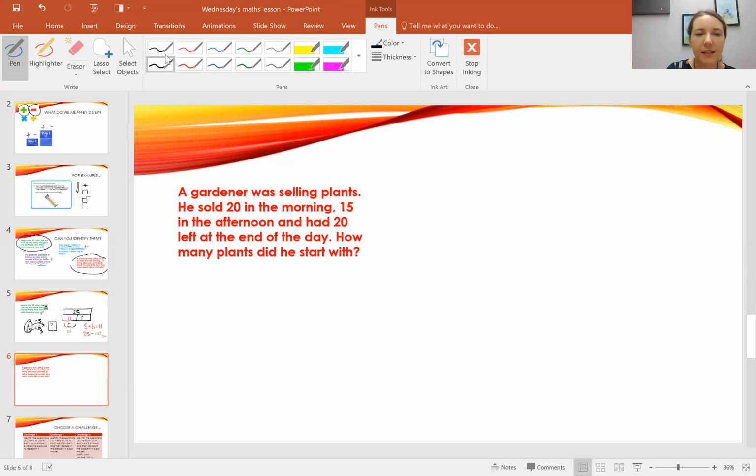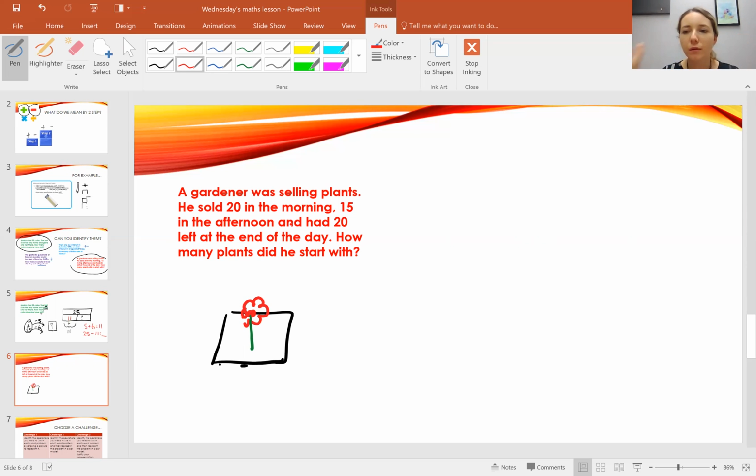So this is how I drew the problem. A gardener was selling plants. So I'm just going to draw a box with a flower in it. Okay, so he's selling plants. He sold 20 in the morning.